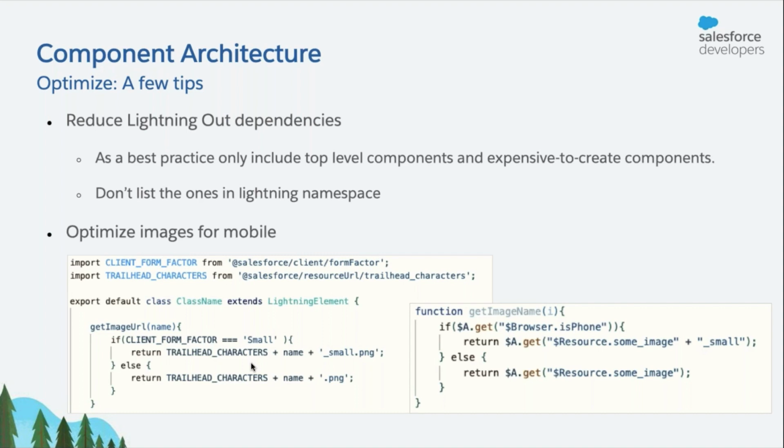And finally, just like you have done with the app builder, optimize everything for mobile. Please make use of these conditional statements, $browser.isPhone, and in Lightning Web Components, you have the form factor. So use these and optimize your images primarily for mobile. Put conditional statements and load the smaller files when it comes to mobile in your component.